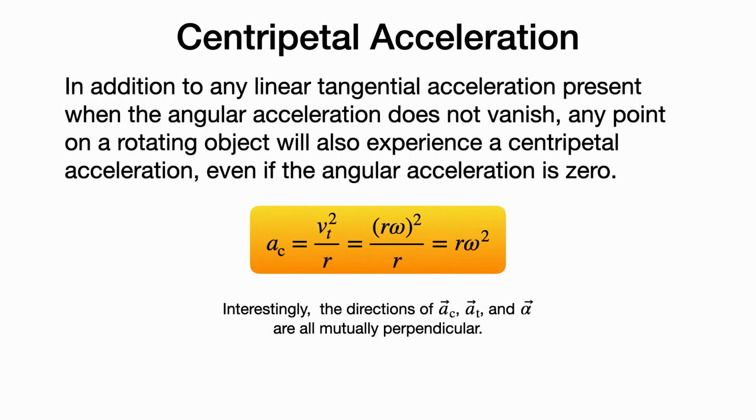As a final point, let's revisit centripetal acceleration. In addition to any linear tangential acceleration present when the angular acceleration doesn't vanish, any point on a rotating object will also experience a centripetal acceleration, and this will happen even if the angular acceleration is 0. Recalling the definition of the centripetal acceleration as the tangential velocity squared divided by the radius, we wind up with our equation for the centripetal acceleration being r times the angular velocity squared.